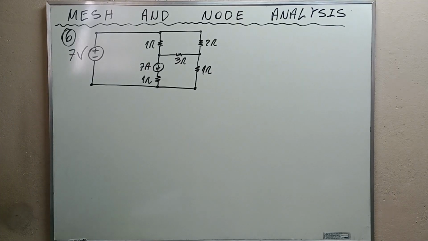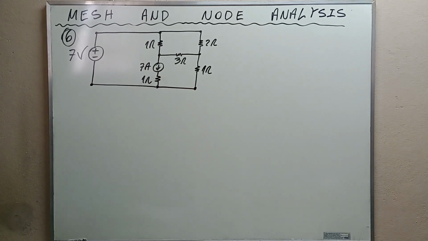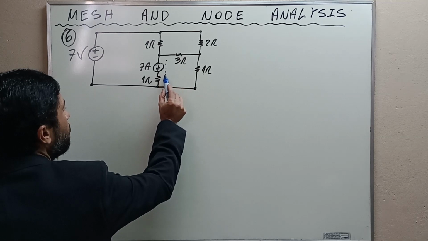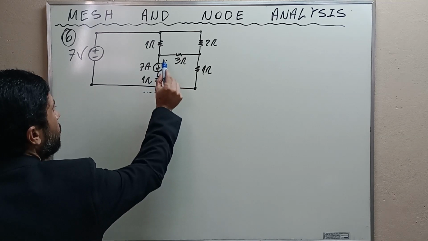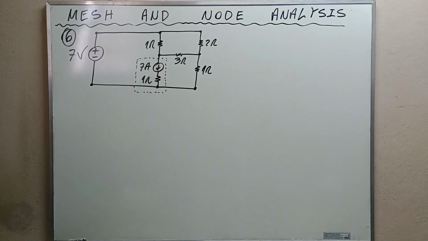For the circuit of the figure, calculate the power dissipated in the 3 ohms resistor. Okay, my friends, this is the 3 ohms resistor, and the exercise wants us to calculate the power dissipated in this resistor. Observe that we are dealing with a super mesh here. Okay, there is a super mesh here. Alright, can you see that?